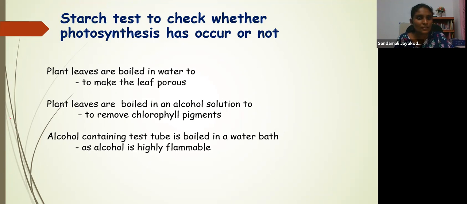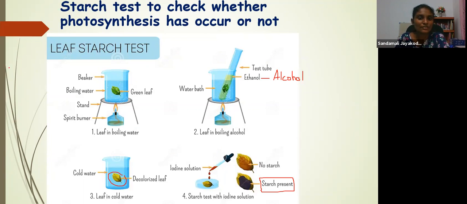Here there's another thing. Plant leaves are boiled in water to make the leaf porous. That's why they boil this green leaf in a water sample. Actually, when we look at this, it seems like there's nothing to it, but there's a reason. The leaf becomes a little bit porous. Hot water makes some little pores, so it is easy for the chlorophyll pigments to be released when it is put in the ethanol mixture.